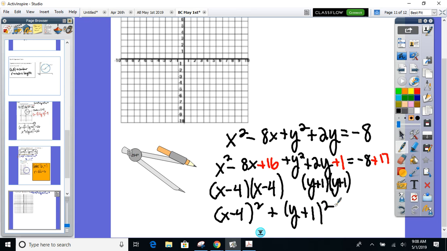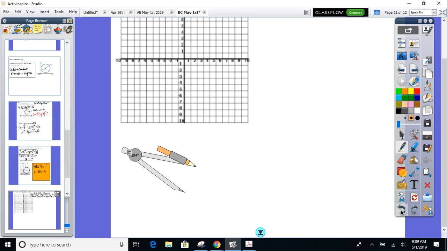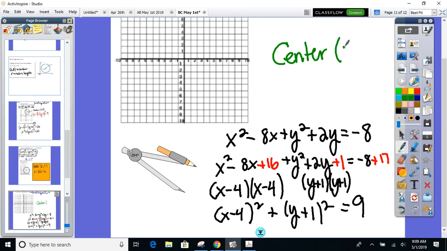And then look, -8 plus 17. Oh, look familiar? There's that center radius form I love. All right, let's graph it. What's the center? 4, -1. Oh boy. What's the radius length? 3.